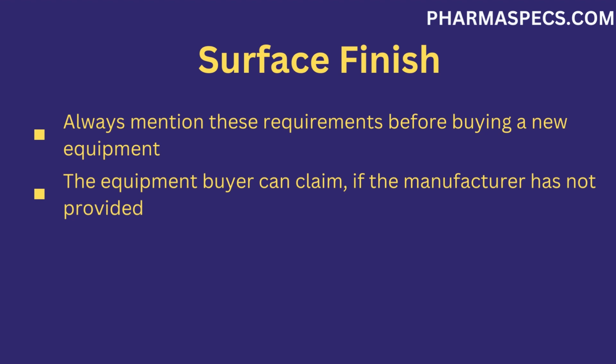Always mention these requirements during the buying process in a purchasing document such as user requirement specifications. Because these specifications are critical: not only do they help in preventing contamination and reducing microbial growth, these requirements are also the requirements of regulatory bodies. So a pharma company can get a warning if surface finish requirements are not fulfilled. Specifying these requirements also helps in claiming from the manufacturer if it has not provided, because after all, it will be the buyer that has to face the consequences.